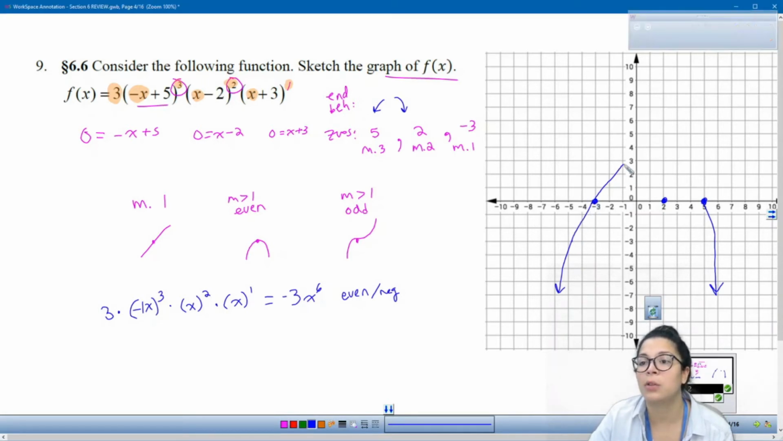Then you're going to turn back around so that you can go through the 0 of 2, and that has a multiplicity of 2, so it has an even multiplicity, so we're going to hit the 0 and bounce back.